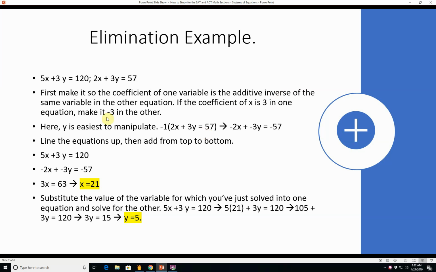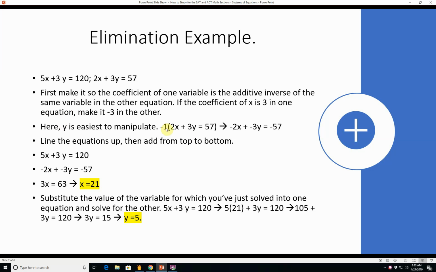All right, so here's an elimination example. Let's take 5x plus 3y equals 120, and another equation, 2x plus 3y equals 57. So first we want to make it so the coefficient of one variable is the additive inverse of the same variable in the other equation. So if the coefficient of x is 3 in one equation, make it negative 3 in the other. So here, y is the easiest to manipulate.